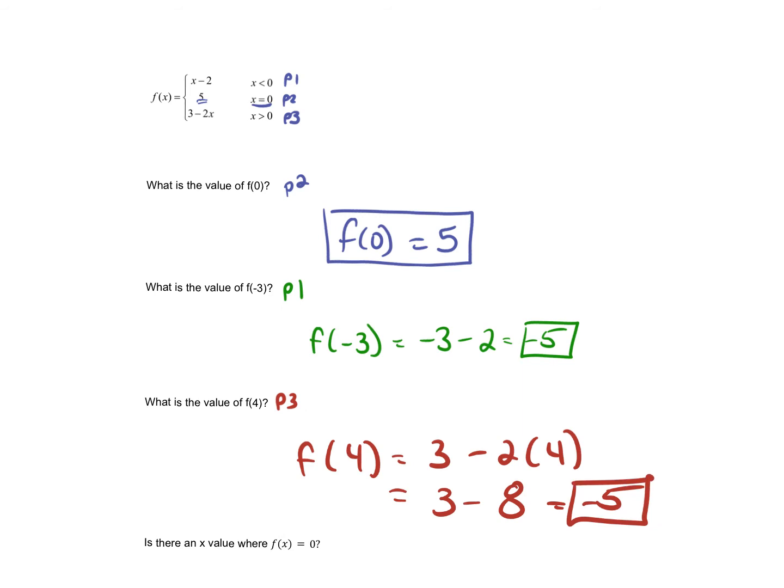Now, ironically, these had the same function values if you look at f of negative 3 and f of 4. That's just a coincidence. There is no real reason for that. It just happens to be the same value.